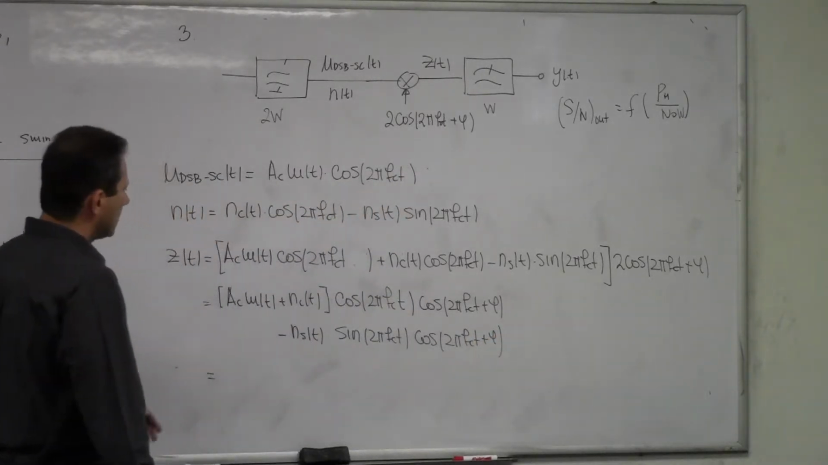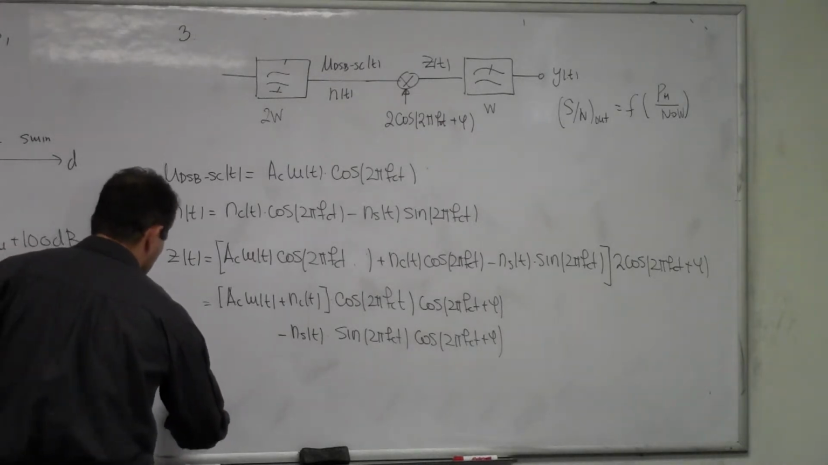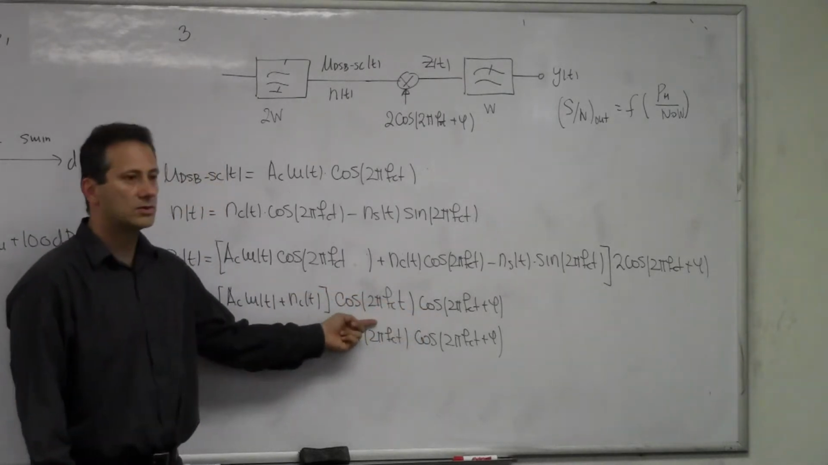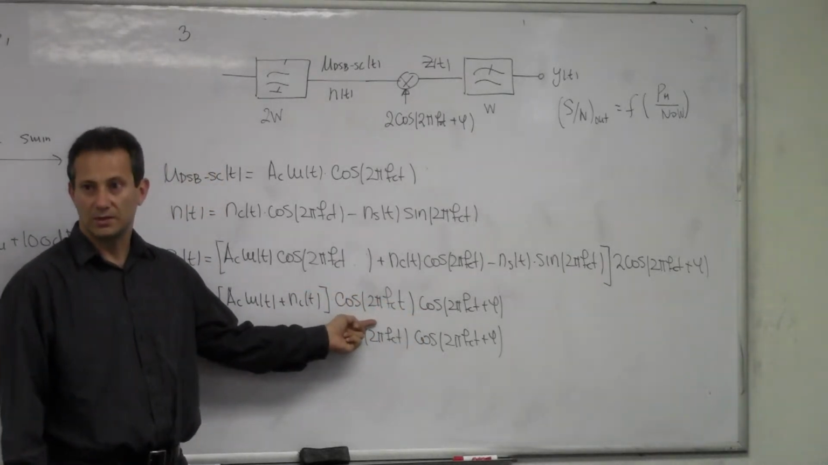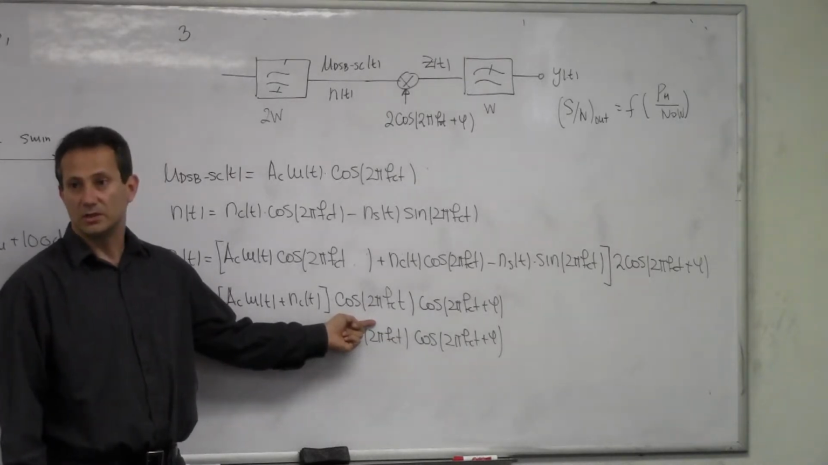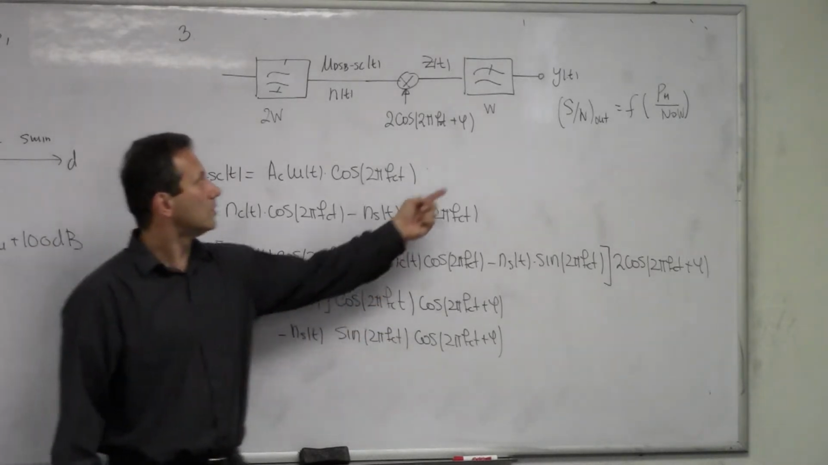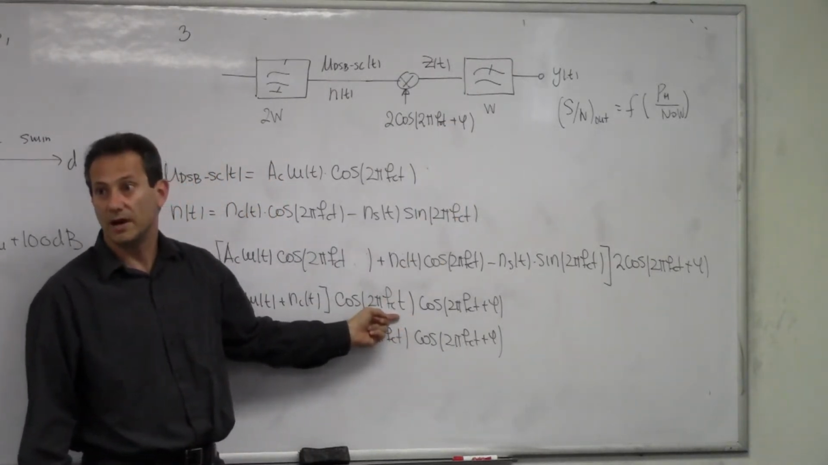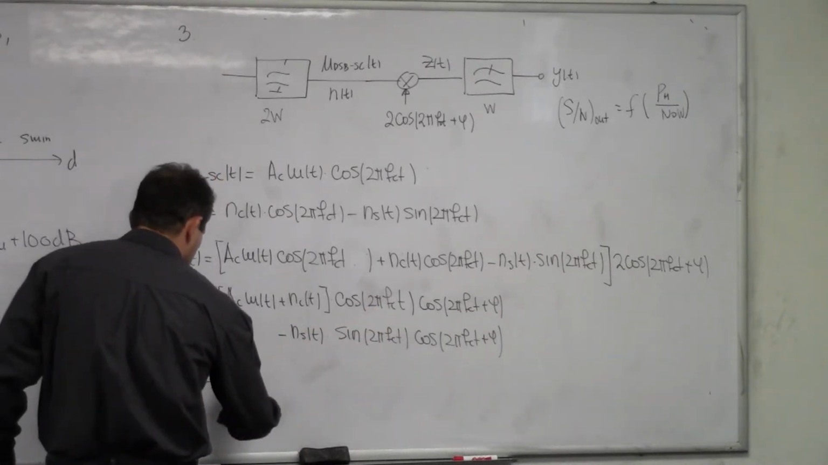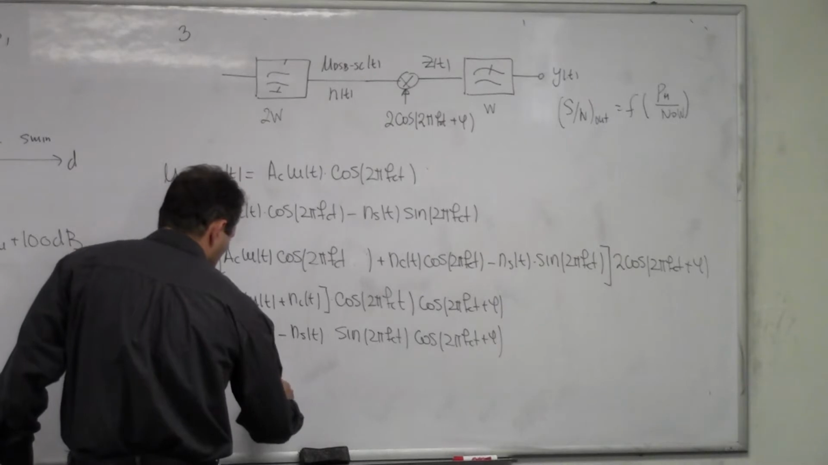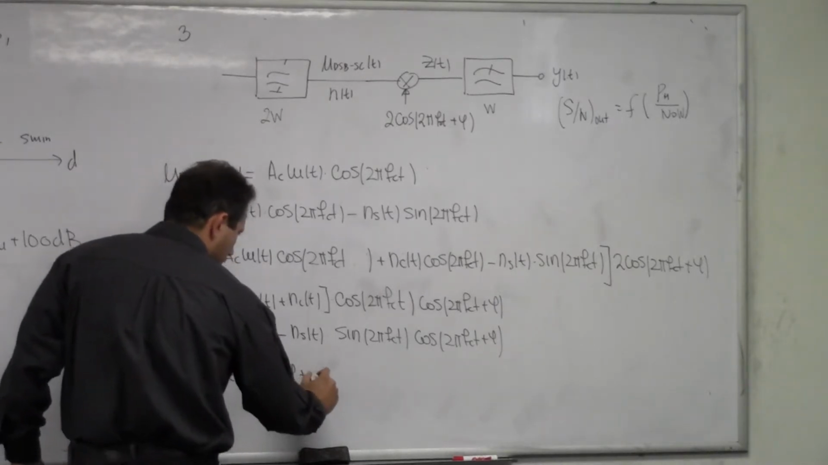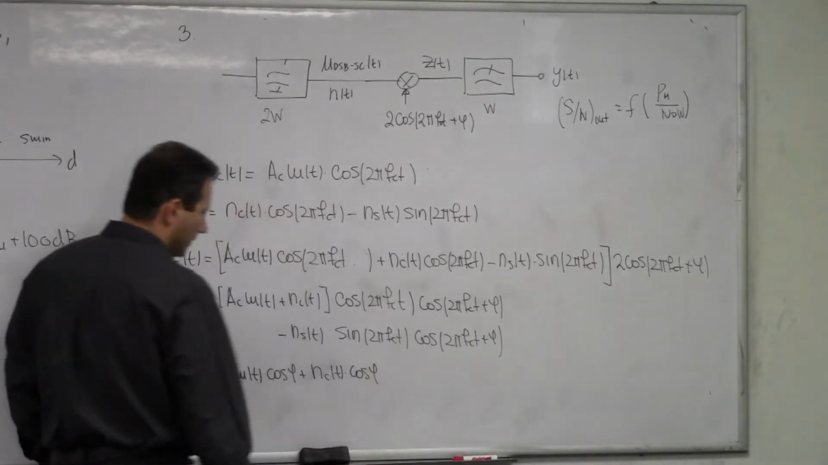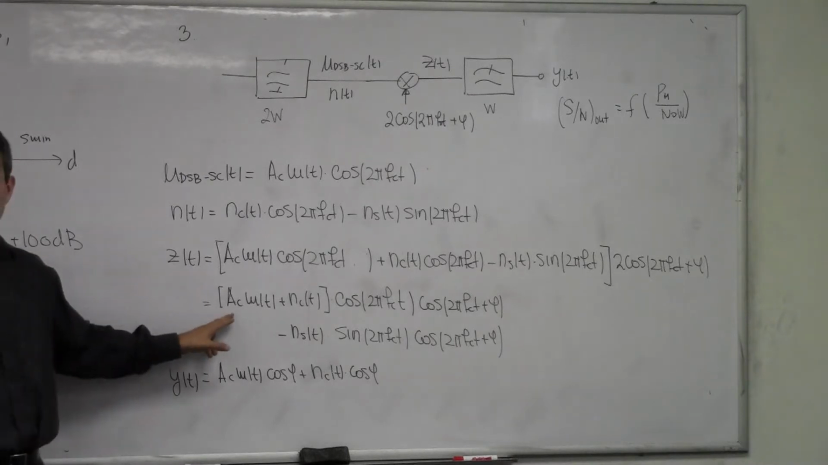Now let's see if we can get y of t. Cosine alpha cosine beta is cosine of the sum plus cosine of the difference. Cosine of the sum is at twice the frequency of the carrier, therefore it's going to be eliminated with this low-pass filter. So the only thing that survives here is cosine phi. So I have here A_c m of t times cosine phi plus NC of t times cosine phi. All right? So that's from the first one.